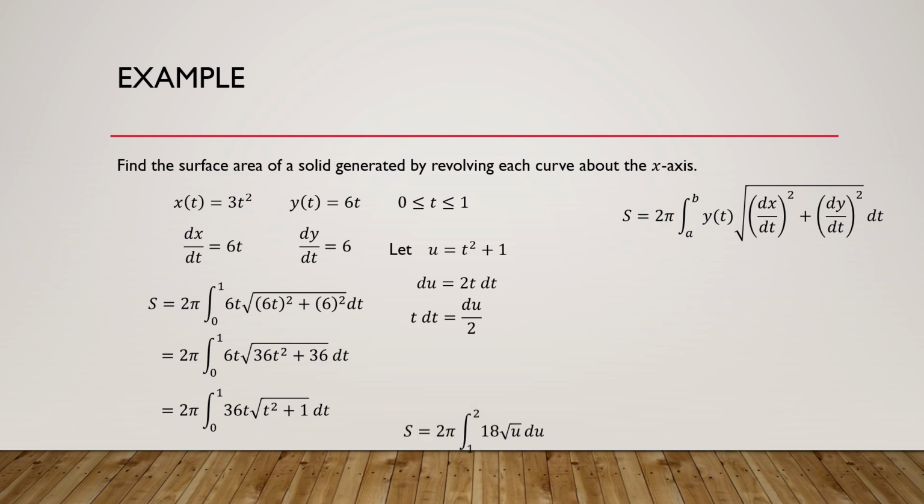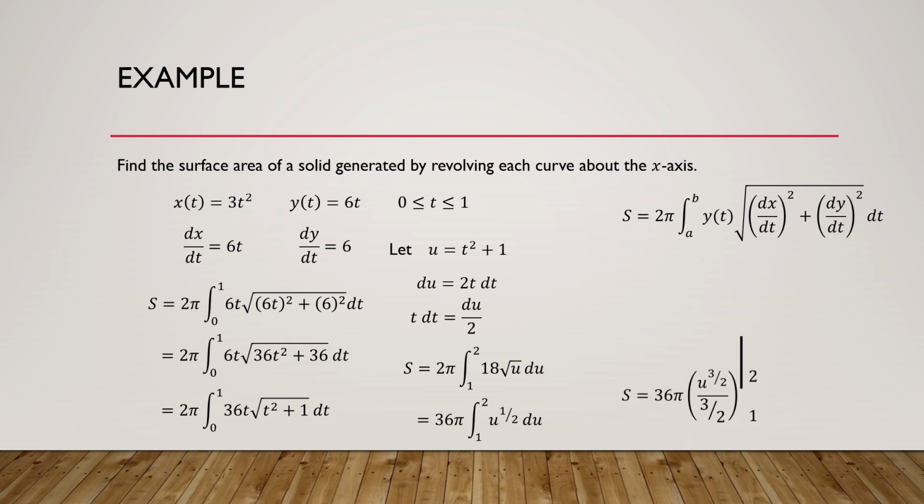When we substitute, we solve 0 and 1 for u, giving us new limits from 1 to 2. The new integral is then 2 pi times the integral from 1 to 2 of 18 times the square root of u du. 18 can be moved outside the integral. Then we express the square root of u as u to the 1/2. Taking the integral, we get S equals 36 pi times u to the 3 over 2 over 3 over 2, evaluated from 1 to 2.